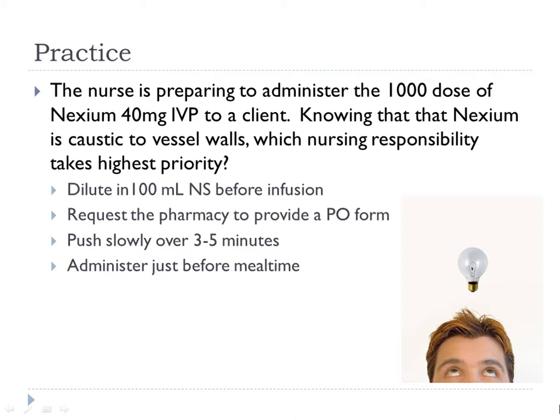Requesting from the pharmacy to give a PO form. Well, a PO form would decrease the risk to the vessel walls, right? But you need an order for that. You can't just call and say, hey, I don't want to give it IV, give me the tablet. You can't do that, right? It's not in your scope of practice. So you push it slowly, right? The medication is diluted in saline, but it's a small amount. It's not 100 milliliters.